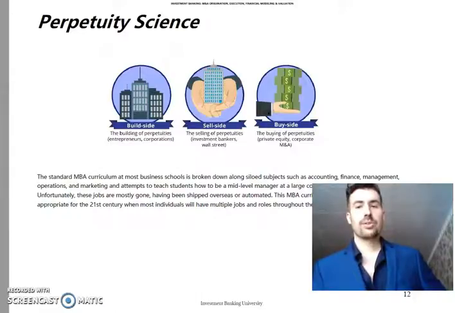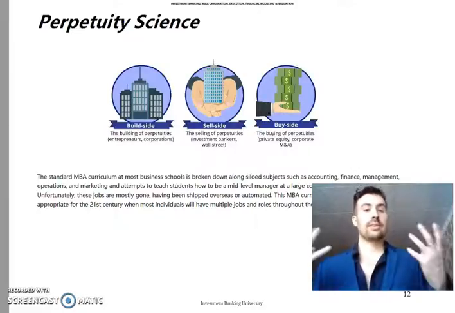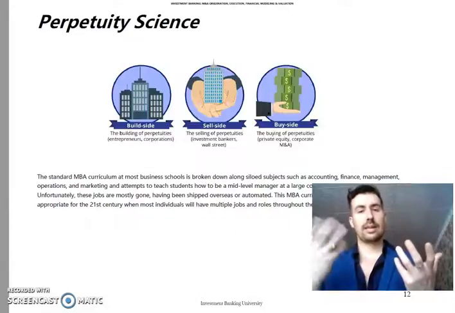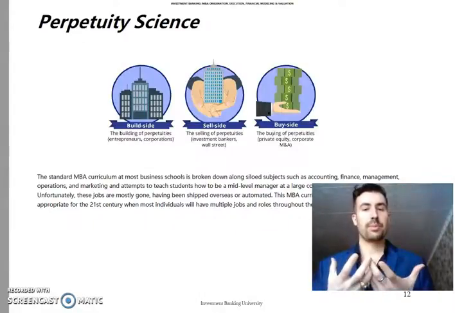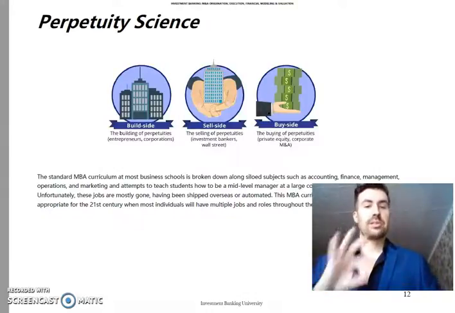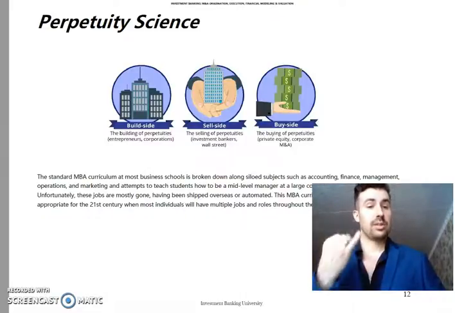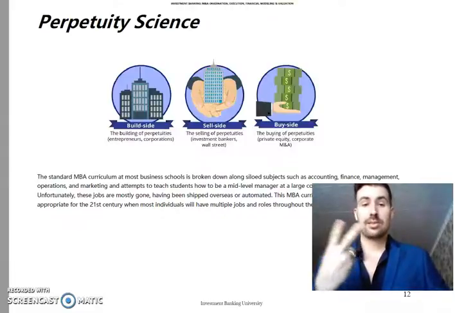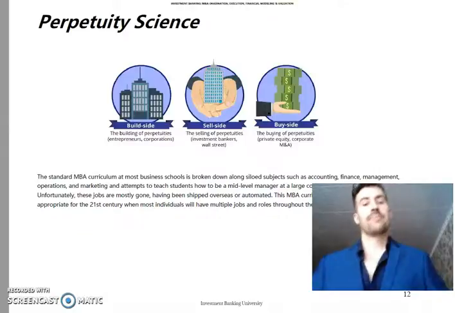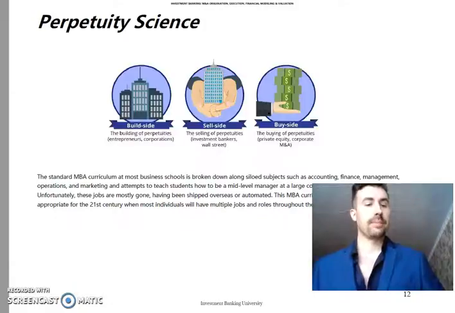So we're beginning the course with a methodology that we've created, which is the synergy or the synthesis between industry and the capital markets. And that is, of course, the perpetuity. And so we're calling it perpetuity science. And within perpetuity science, there are, of course, 3 sides to the perpetuity. The perpetuity touches 3 sides. Touches the build side, the actual building of perpetuities by entrepreneurs and corporations. The sell side, the selling of perpetuities, investment bankers in Wall Street. And then the third side, which is the buy side, the buying of perpetuities by private equity or corporate M&A.